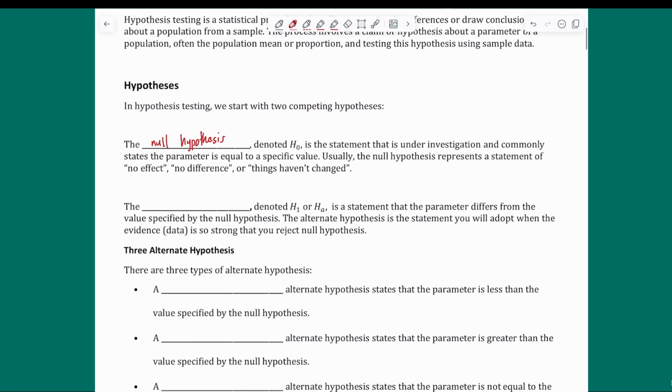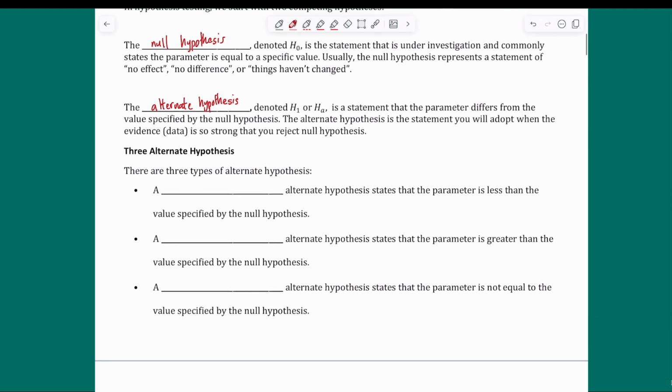The other hypothesis is referred to as the alternate hypothesis. Denoted as H sub 1 or H sub A. It is a statement that the parameter differs from the value specified by the null hypothesis. The alternate hypothesis is a statement you adopt when the evidence, which is the data, is so strong that you reject the null hypothesis. There are three alternate hypotheses.